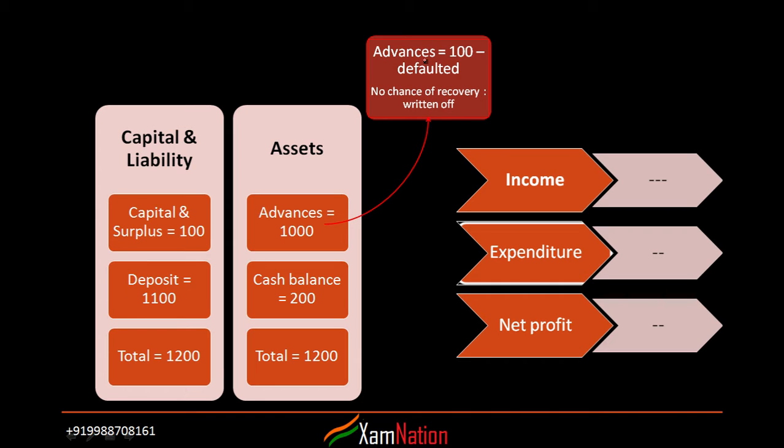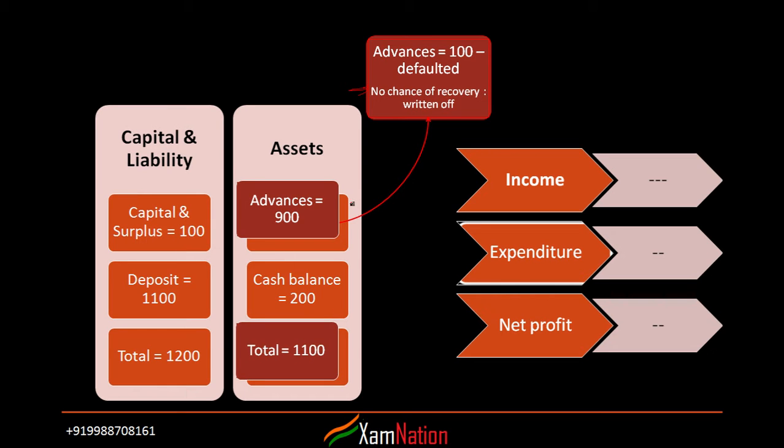So now in this case what would happen? In a way, the bank has 100 rupees of loan wiped out from its balance sheet. So advances in its balance sheet would be 900 in place of 1000 rupees. Now total asset value will fall to 1100 rupees. Now what would happen on the capital and liability side? This also has to be 1100 rupees.